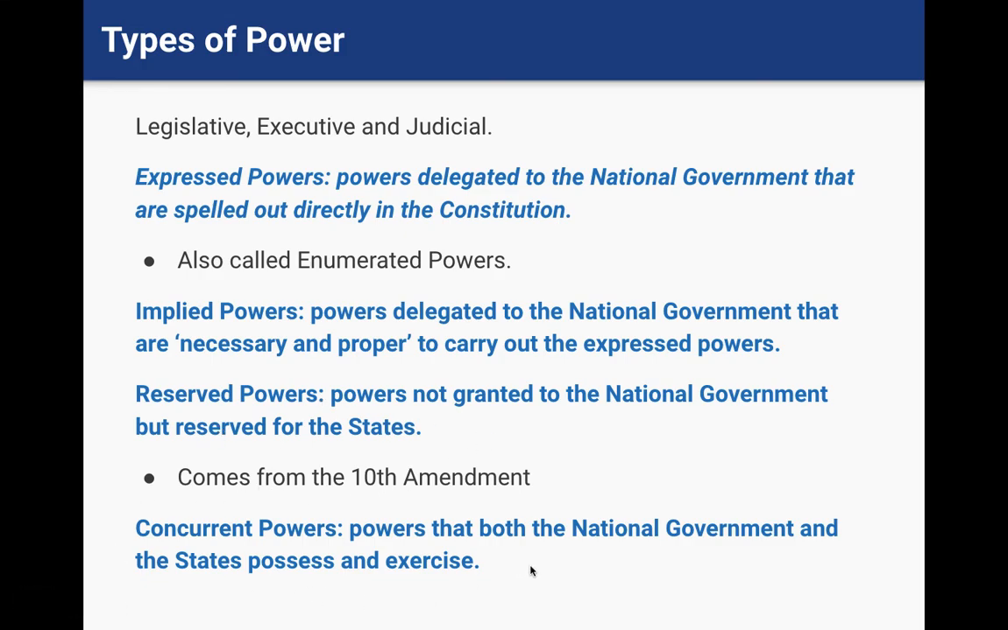But you also have concurrent powers. You have things that the national government's going to have to be able to do, as well as the state governments.